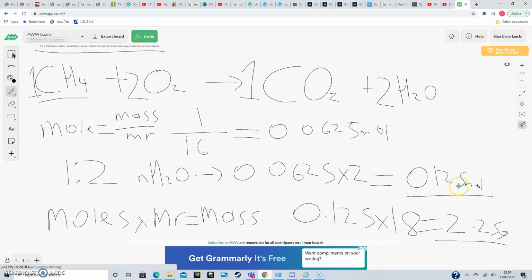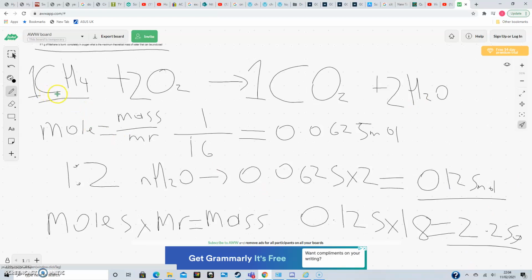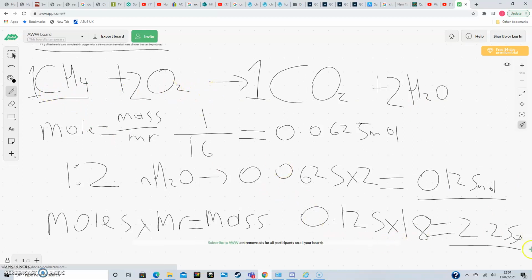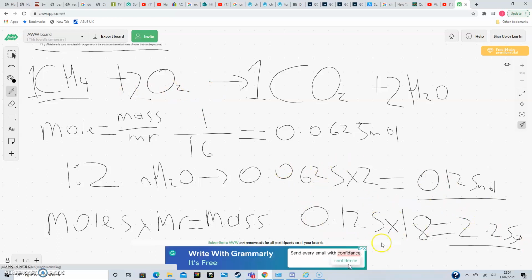That is the maximum amount of water that can be produced when you burn methane completely in oxygen. I hope that's helped you a bit and I hope it makes sense. Anyways, I'm going to do one more example, which is a bit harder, and I'll be explaining a bit more detail in that next example. It's the same type of question, like ratio, but you'll see. Just watch the next part of the video as well.